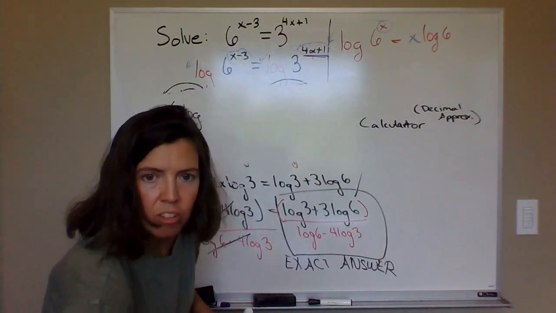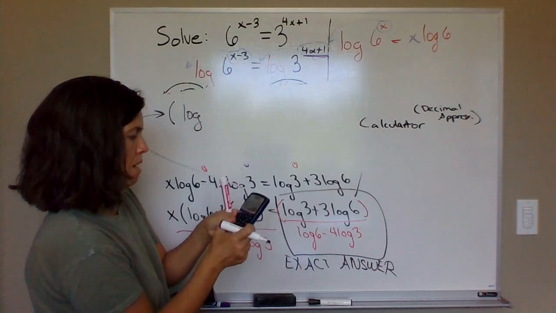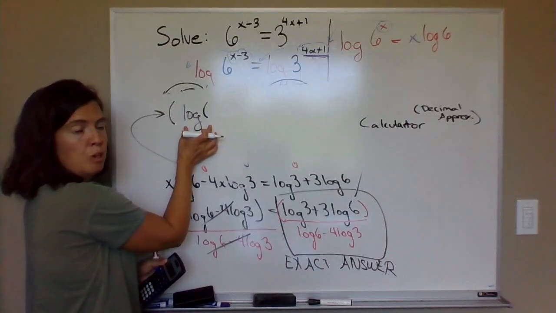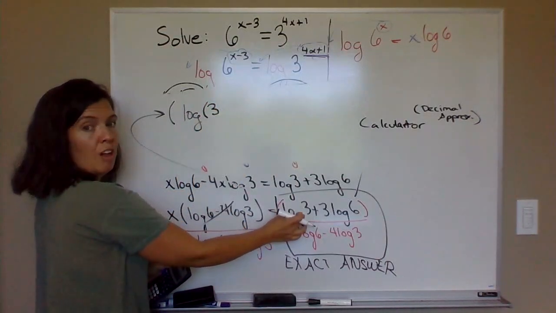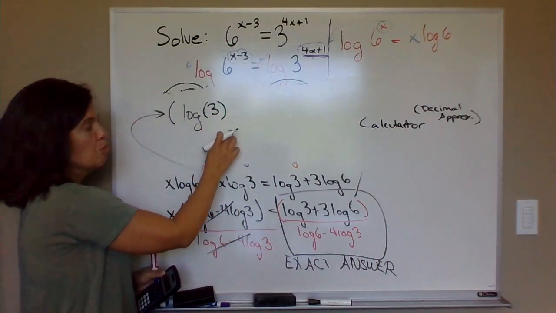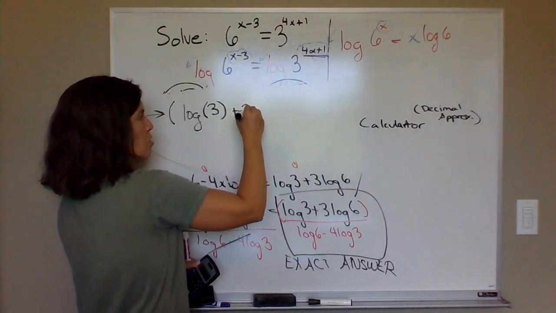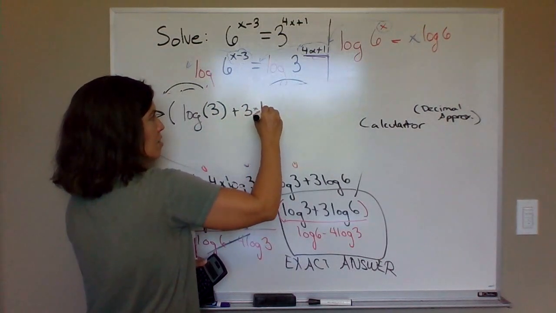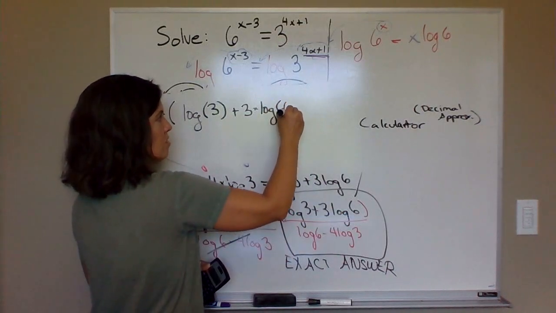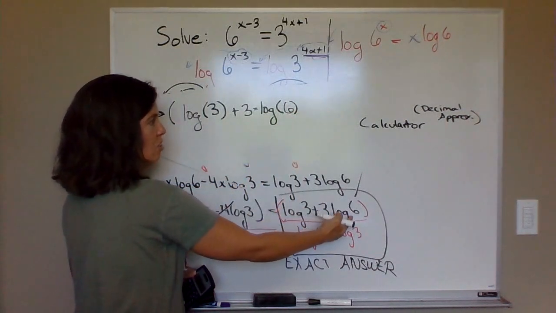Now watch out for your calculator here. A lot of calculators, and I know this TI-30X is the most common one, when you press the log button, it automatically opens a parentheses. If all you want right now is log of 3, you have to make sure you close that parentheses. That's where a lot of students go wrong getting their decimal approximation. So log of 3, close that parentheses up, plus 3 times log of 6, close the parentheses there, so that I'm taking just log of 6.